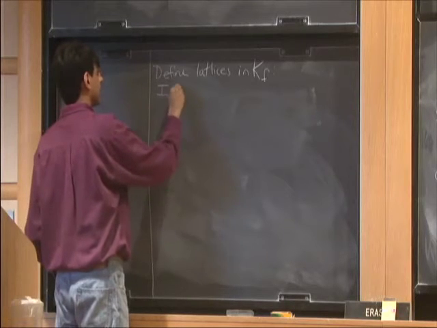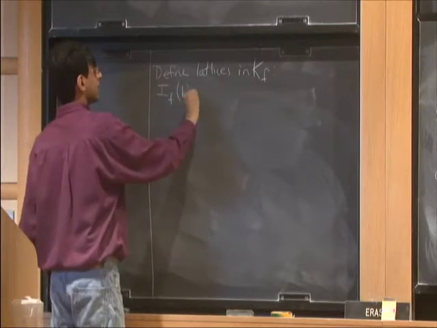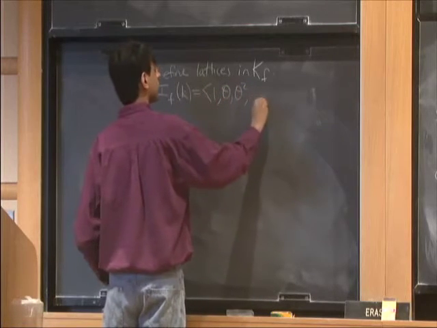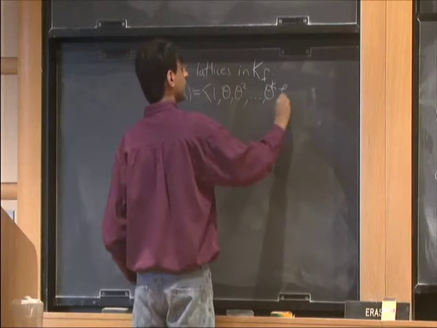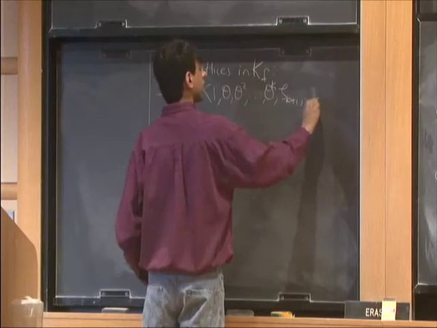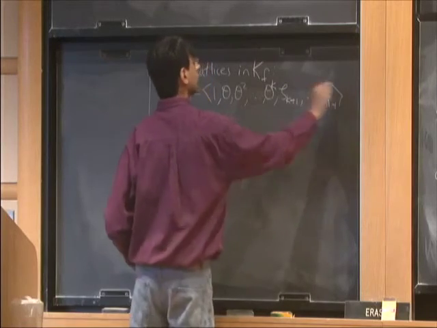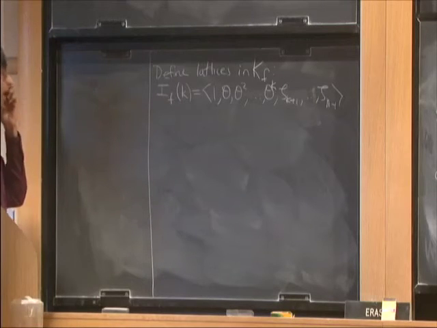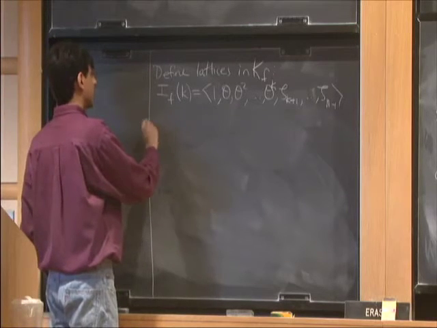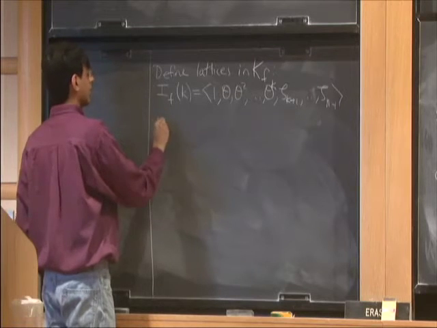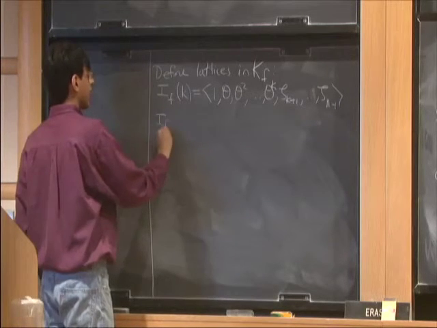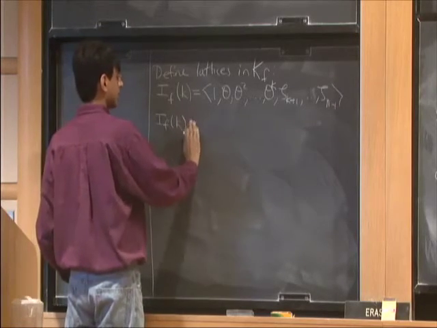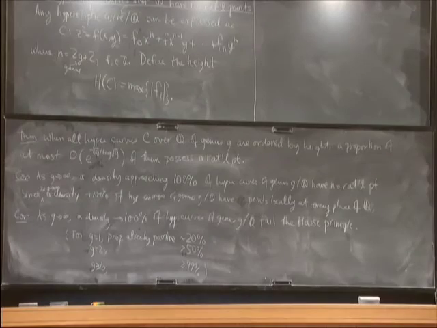So for example, I'm going to define I_F of k. This is going to have span 1, theta squared, all the way up to theta to the k, and then we'll use zeta_{k+1} up to zeta_{n-1}. Okay, so that's another lattice inside K_F. And it turns out I_F of k is in fact an R_F-module.